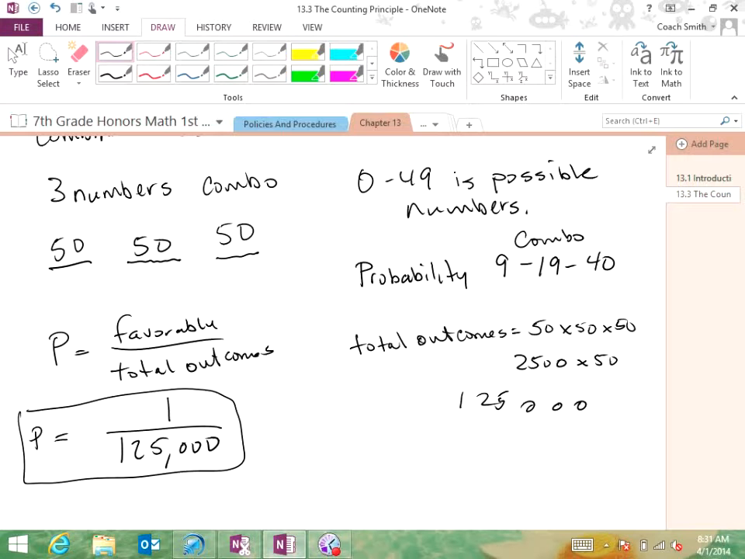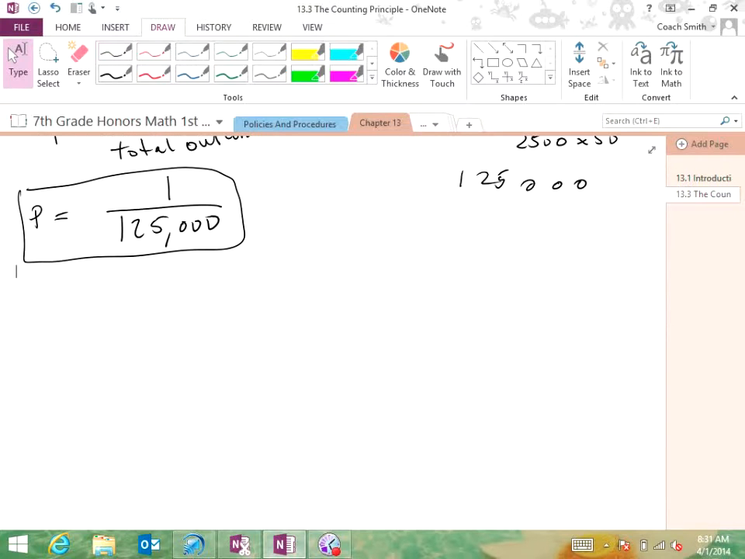So obviously, not a real good probability. But that's the counting principle. Another way to do it is this way.